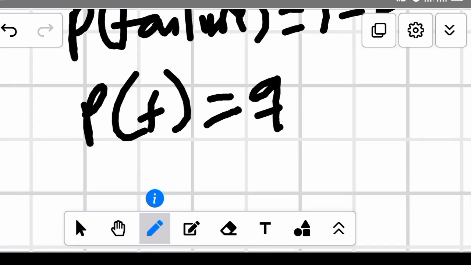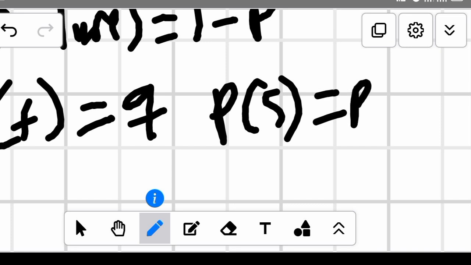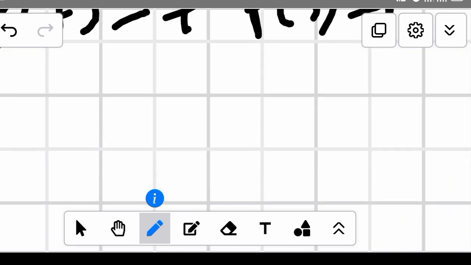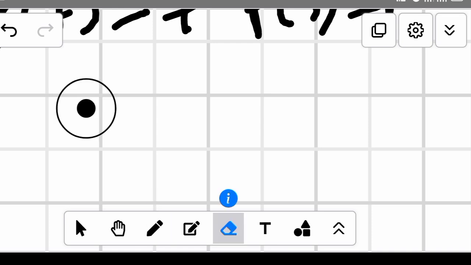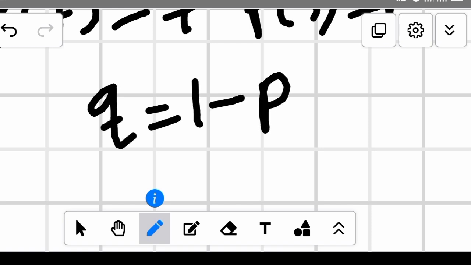Q, or any letter of your choice. Then probability of success to be P. So which means probability of failure Q is 1 minus probability of success.